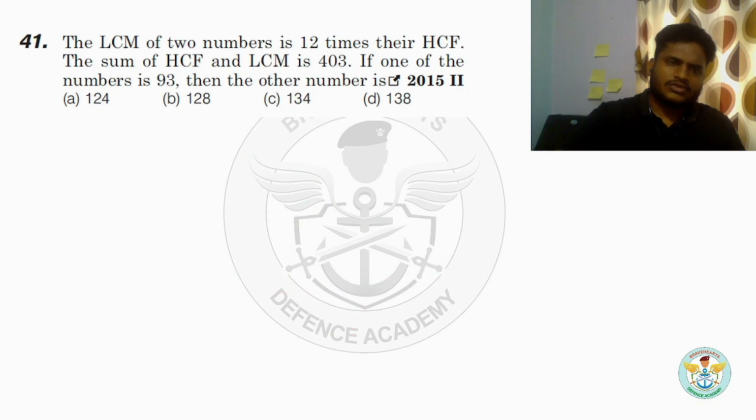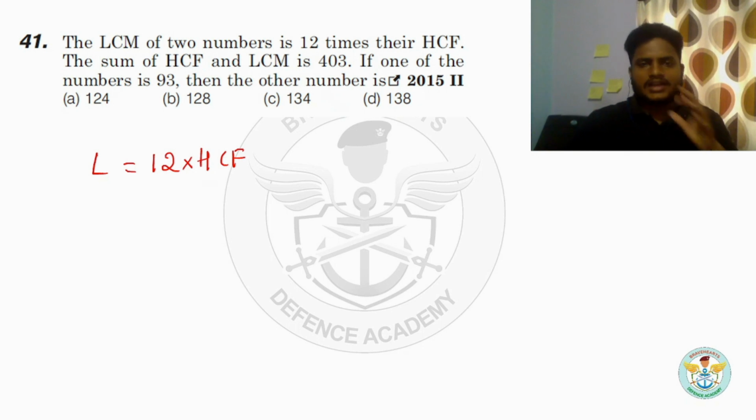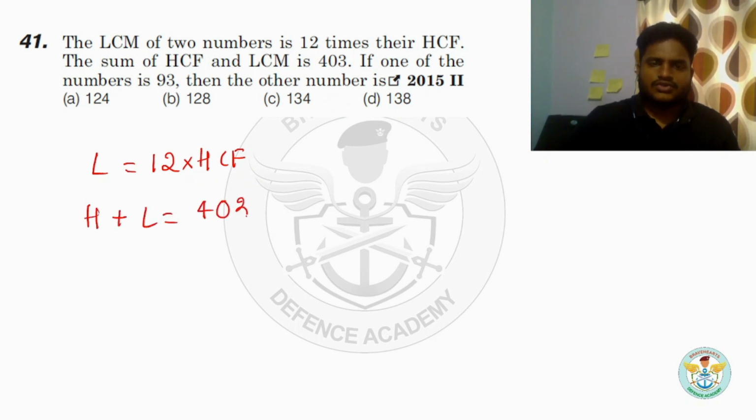Okay, let's move on to the next example. Check this. The LCM of two numbers is 12 times their HCF. It is a different type of sum. LCM is equal to 12 times HCF. The sum of the LCM and HCF is given. The sum of HCF and LCM is given as 403. If one of the numbers is 93, they want us to find out the other number, that is, number 2.